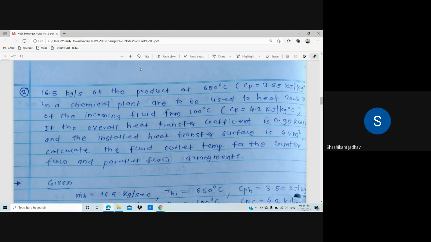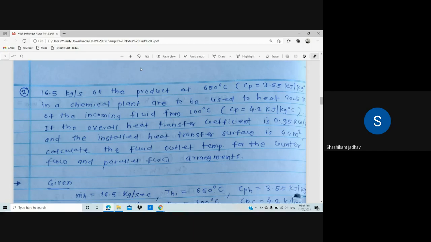Calculate the fluid outlet temperature for the counter flow and parallel flow arrangements.